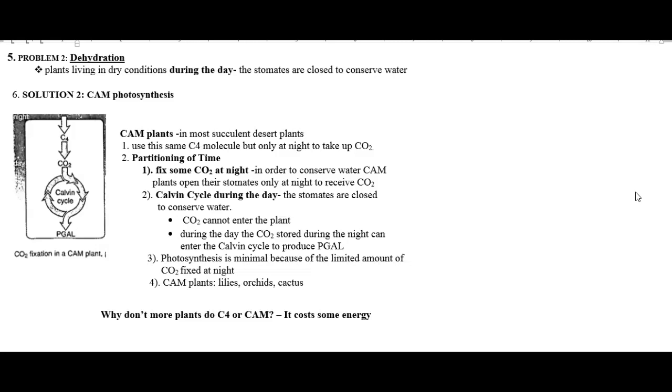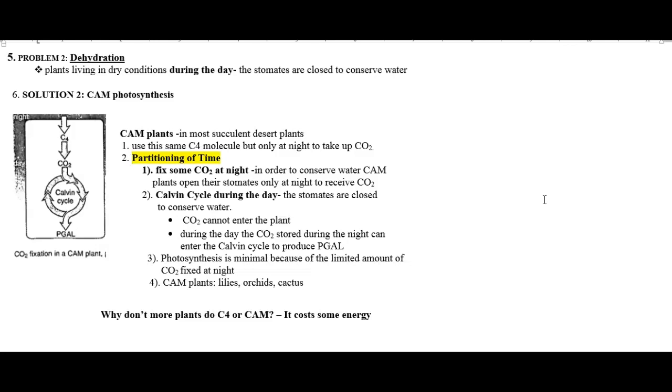CAM plants, succulent desert plants, have a lot of moisture inside of them, like cactus. And they're going to have a C4 molecule as well. But this is going to be called partitioning of time, rather than space. So they're going to use the same carbon-4 molecule, but only at night to take up carbon dioxide.